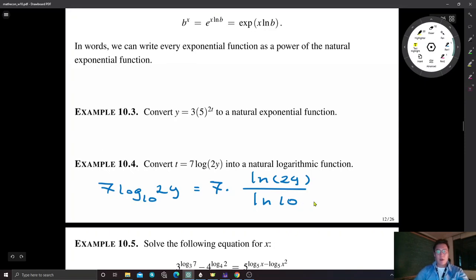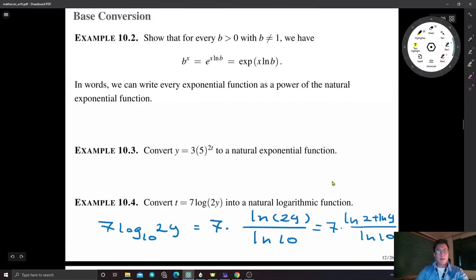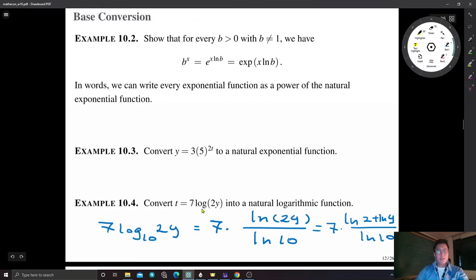And then you can rewrite this, with ln of 10 on the bottom, and because multiplication becomes addition in logarithm, ln 2 plus ln y. All right, so this is the way to convert a general logarithm into a natural logarithmic function.